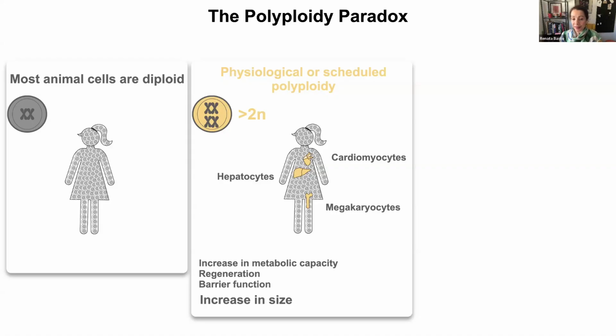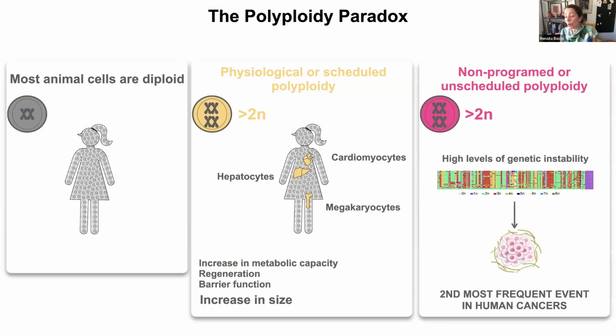And it's still quite debatable in the field why certain cells undergo polyploidization, but one of the characteristics that is typical of polyploidy is an increase in cell size. Now, we are interested in this question, and hence the title of this slide, the polyploid paradox, because if we think about human cancers, we now know that the second most frequent event is also generated by polyploidization of cells that should not become polyploid.